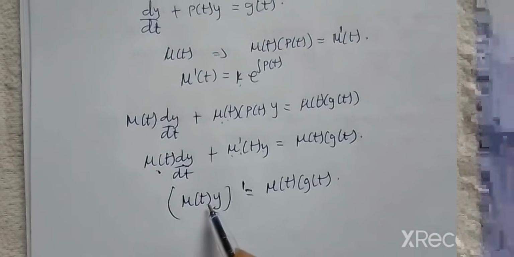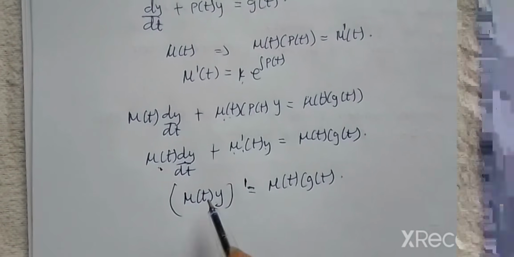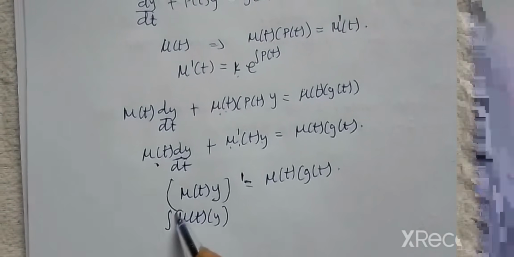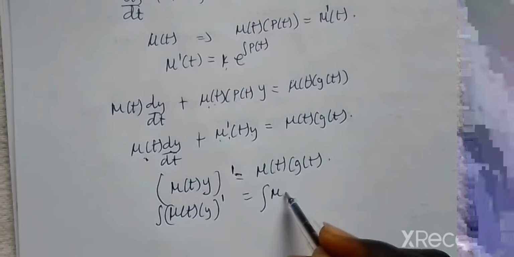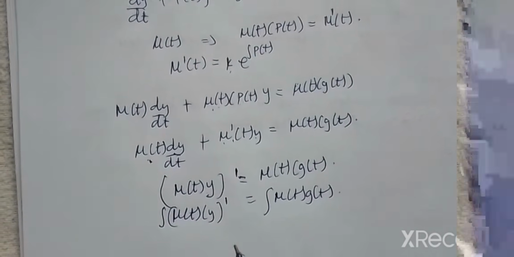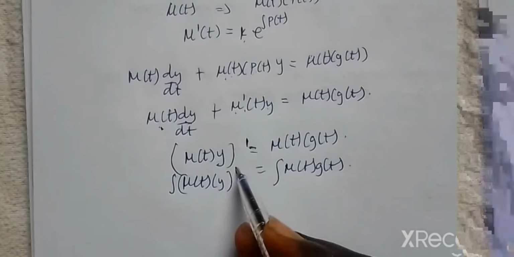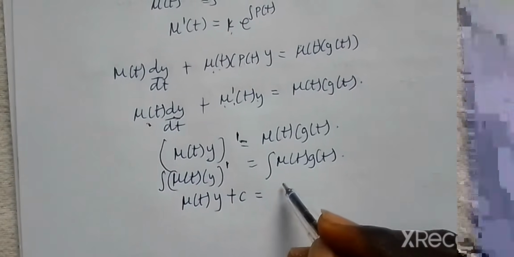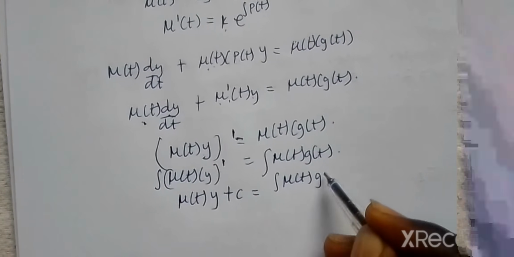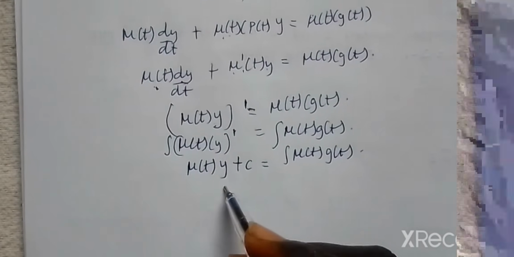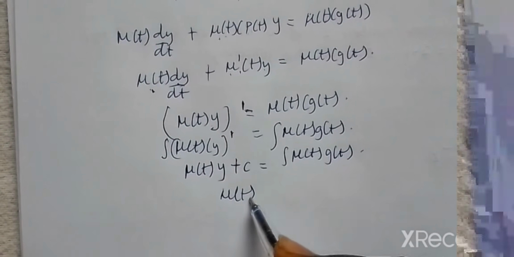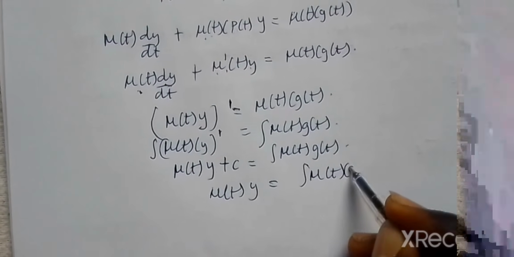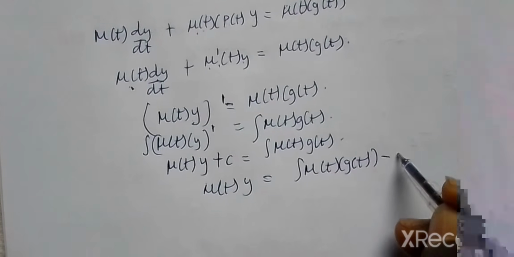We want to find y. That is the aim of a differential equation. You have to make y the subject. So we take the integral on both sides. The integral of mu of t y all prime equals the integral of mu of t g of t. At this point the integral will nullify the derivative here. We get mu of t then y plus c is equal to the integral of mu of t g of t. We move our c here, we get our mu of t y to be equal to the integral of mu of t g of t minus c.